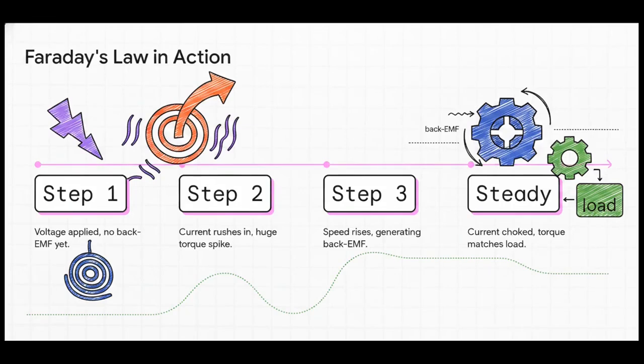Let's walk through how this builds into a complete timeline. It's essentially a chronological chain reaction that perfectly demonstrates Faraday's law in action. First up, voltage is applied. Second, since the motor isn't spinning yet, there's zero back EMF, which means a massive rush of current flows in, creating a huge spike in torque. Third, as that massive torque spins the motor faster and faster, the back EMF starts to rise, acting like a brake on all that incoming current. And finally, step 4, the rising back EMF chokes off the current until the internal torque produced exactly matches the external load you're trying to move.